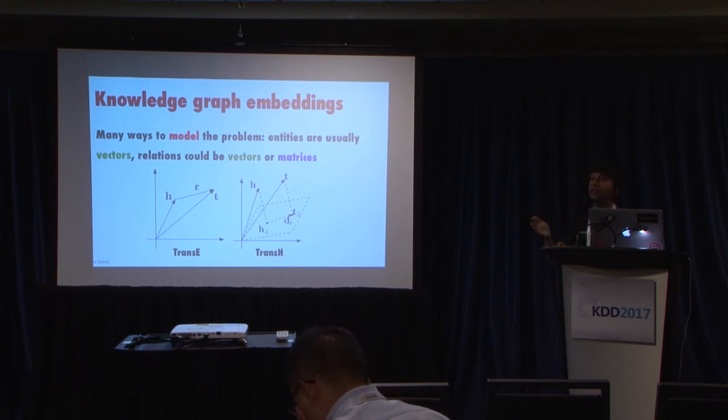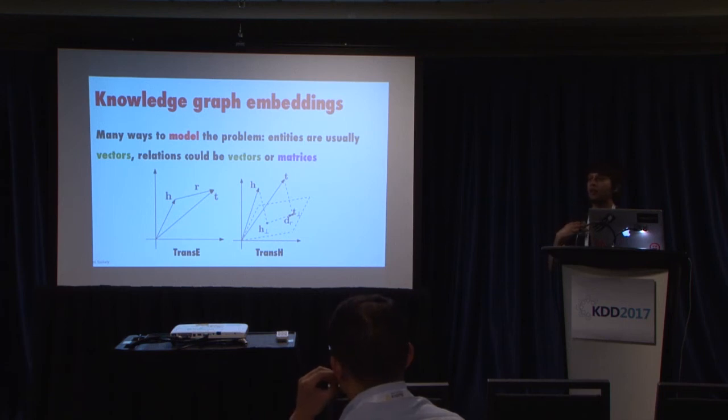The idea is, if you get a triple (h, r, t), so head entity, relation, tail entity, or subject, property, object, you want to embed the nodes in the graph and the relations in such a way that the head plus the relation is very close to the tail.